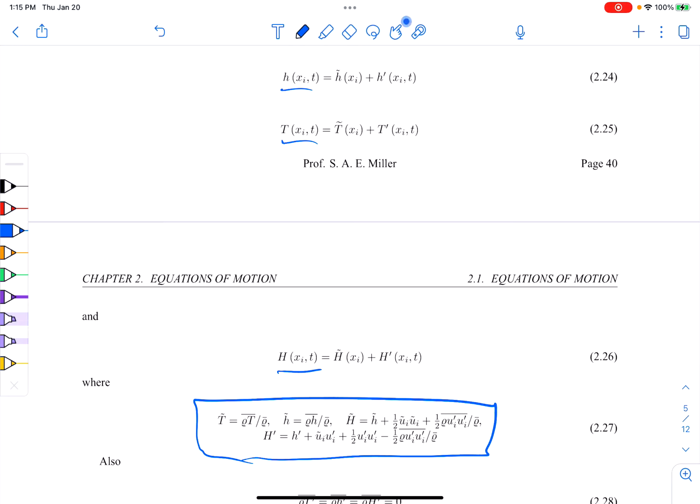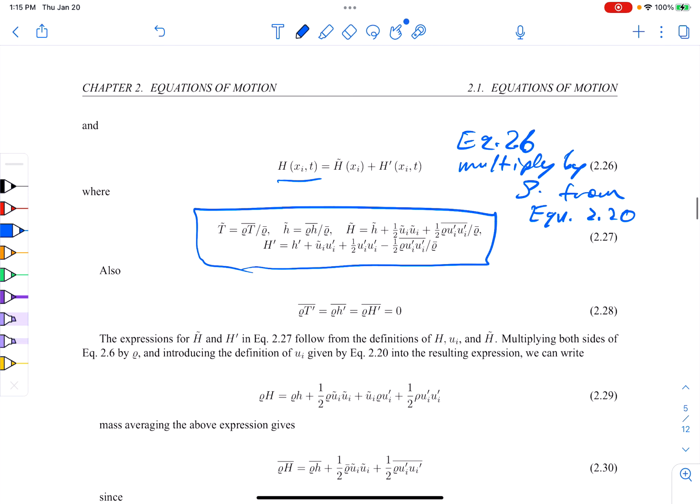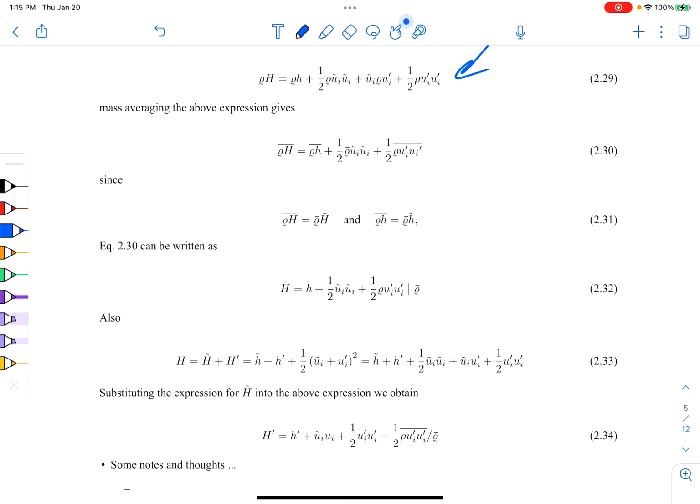Okay, so if we're going to continue here, we're going to take equation 2.6 and multiply by density from equation 2.20, the definition of it, and we'll find this particular expression, 2.29, as we're trying to work on the energy equation. Now we're going to mass average this whole equation like this, and it'll reduce into bars on individual terms. And there's no bar on this one because this is essentially going to be the same term with and without.